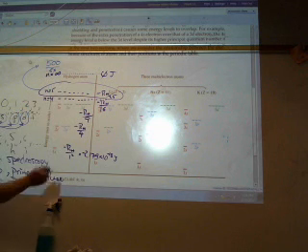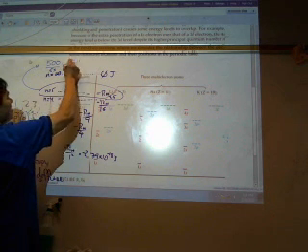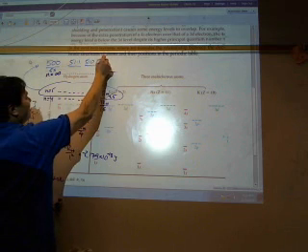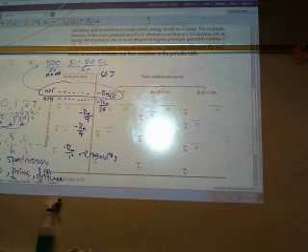Then comes what? 5, 1, minus 1, 5, 1, 0, 5, 1, 1. These are the 5p orbitals. We're going to have the px, py, and pz.